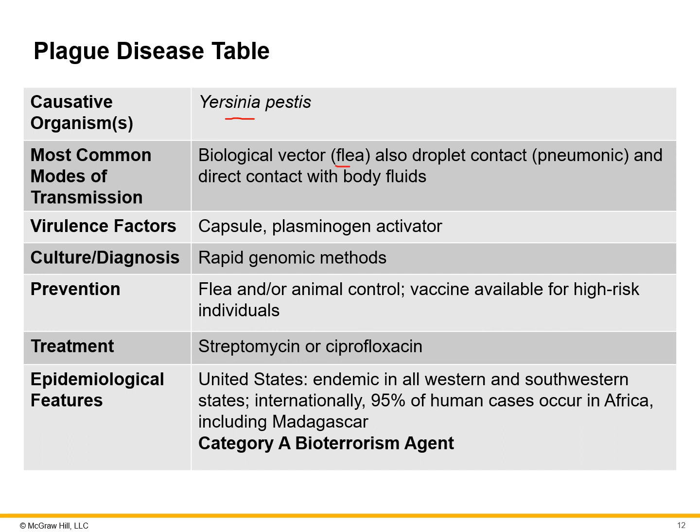It is transmitted by fleas, but also by droplet contact, which would be the pneumonic, or direct contact with body fluids. It does have a capsule, which makes it harder for phagocytes to get a hold of it, and it has this plasminogen activator, which causes the impacts on the blood. So flea and animal control helps with this. Also, there is a vaccine available for those that are at high risk. Can be treated with some antibiotics, so streptomycin and ciprofloxacin or fluoroquinolones. And this is also a bioterrorism agent.